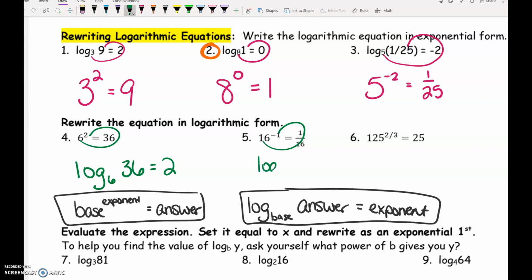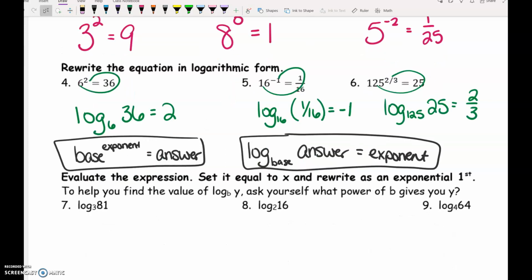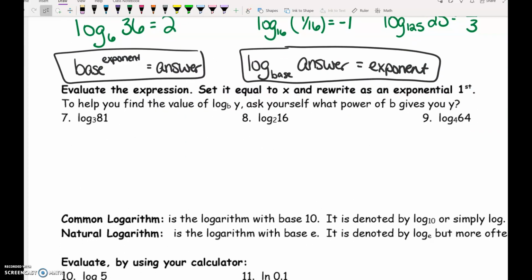So log, the first number is 16, so we put the base of 16 in the subscript. The next number that we touch is 1/16. You can put that in parentheses to make it a little bit easier. Equals the exponent of -1. Why don't you try number 6 on your own? Number 6, you should have gotten log base 125 of 25 equals 2/3. How'd you do? Good? Okay.